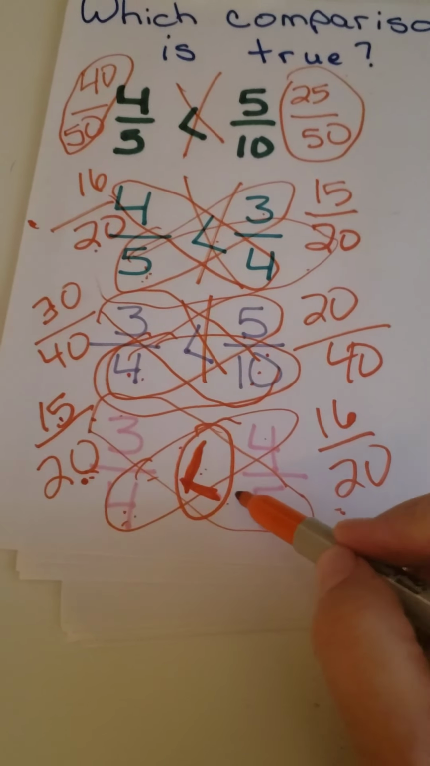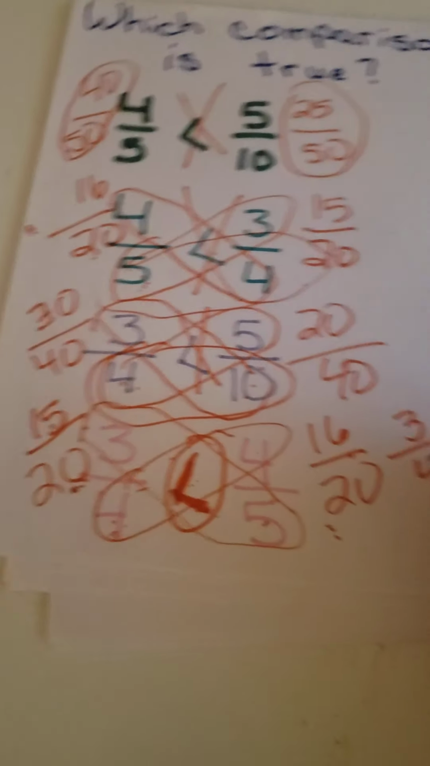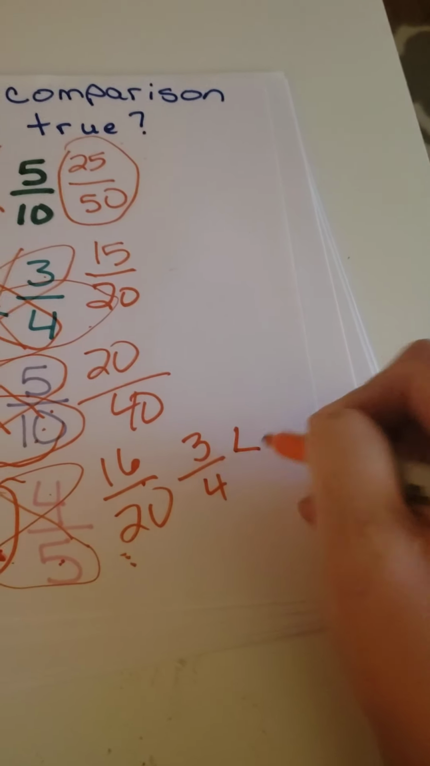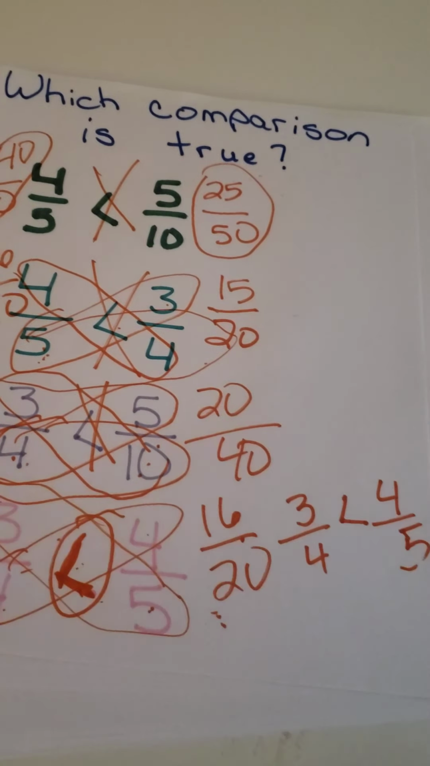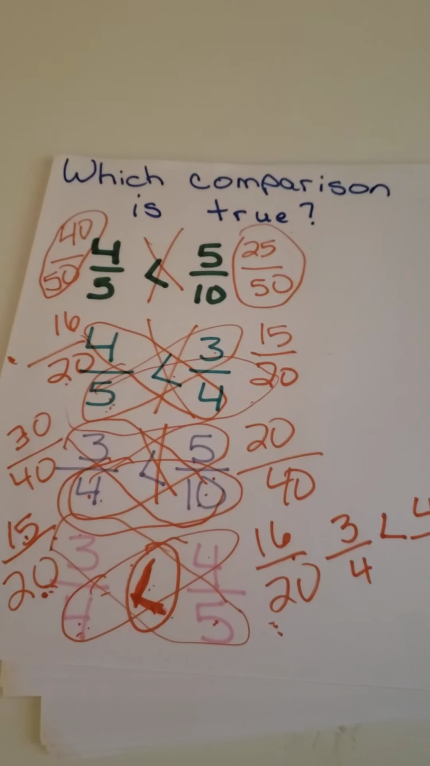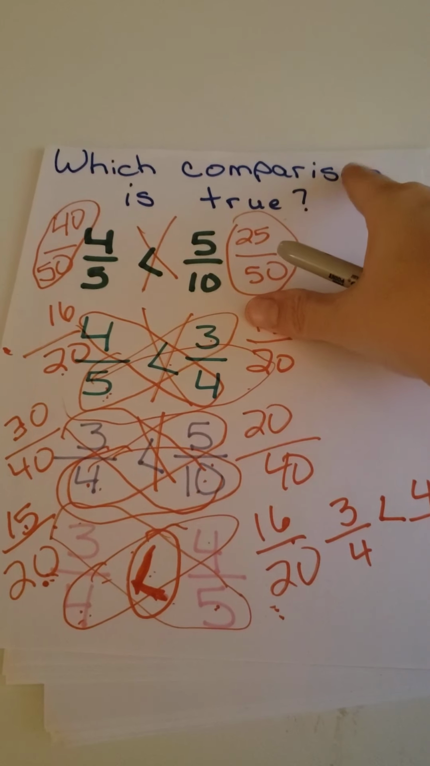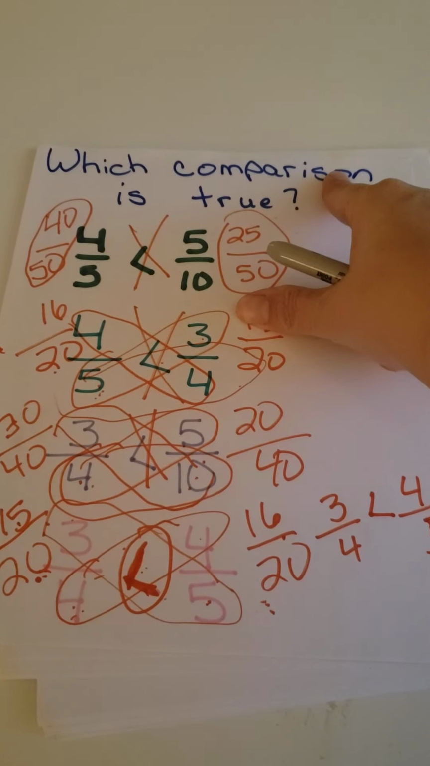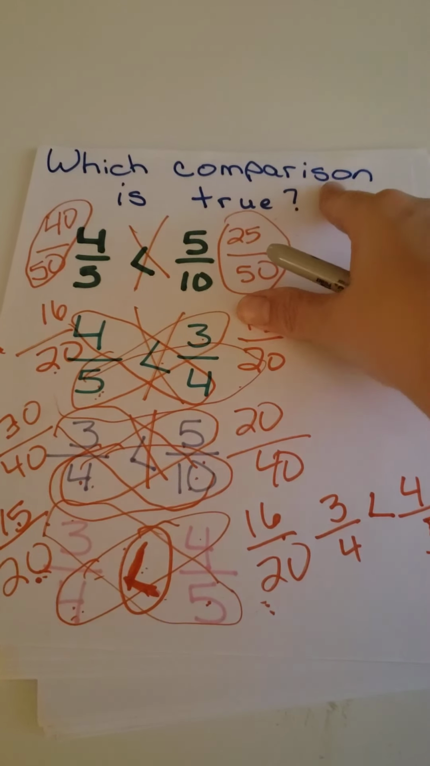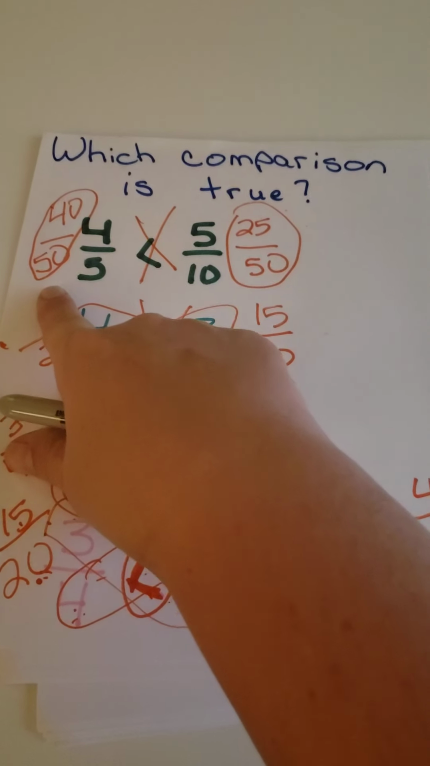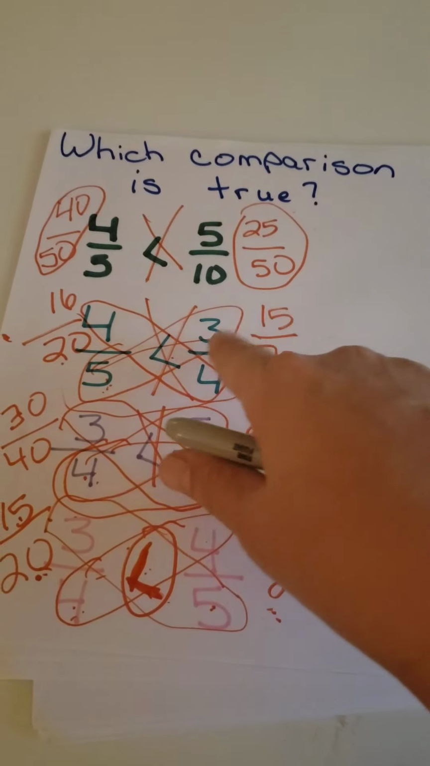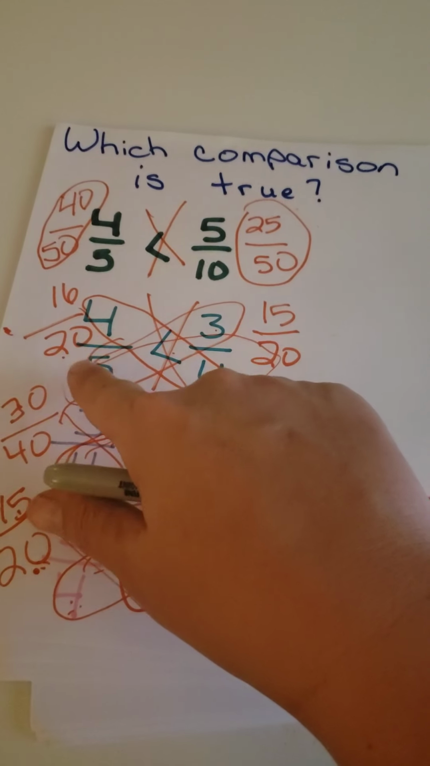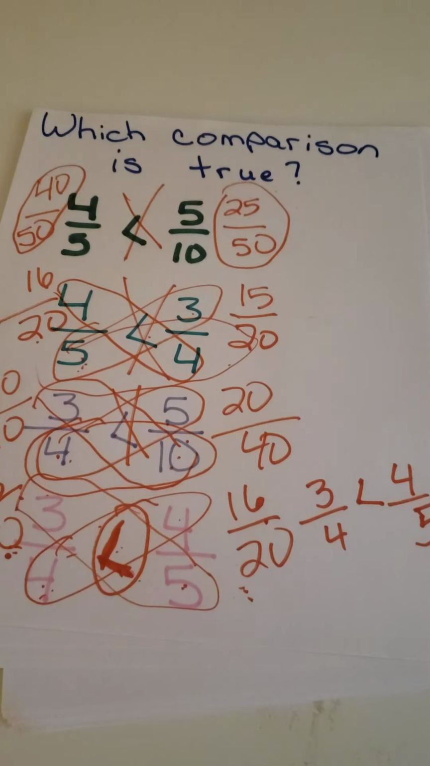Okay? So 3/4 over here is less than 4/5. Okay? So remember, when you're trying to compare, you're comparing fractions. You have to make sure that you have the same denominators. Okay? We find that by cross multiplying.